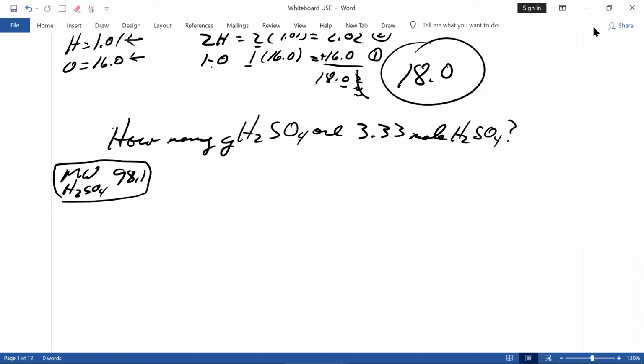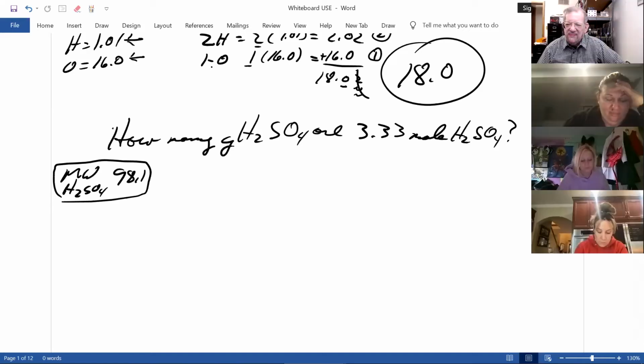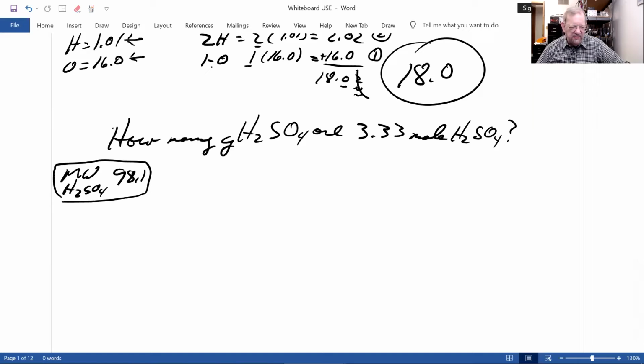All right, those who are giving thumbs up just did. Let's do it. What are we being asked to find? Grams of H2SO4. What are we given? 3.33 moles of H2SO4, sulfuric acid. This is the only thing we have to start with, so I will start there.